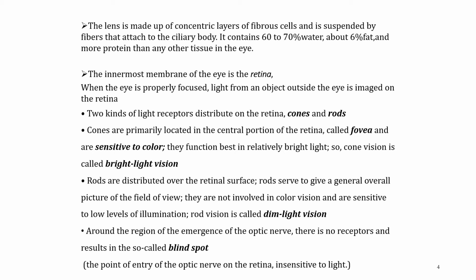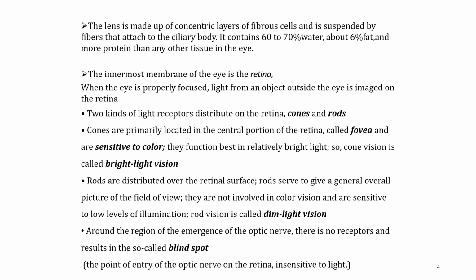So it is based on cones and rods only. Cone vision is bright light vision, and rod vision is dim light vision. Generally we see different types of objects and colors in the daytime because of cones only. That's why it is also called bright light vision. Whereas at night time we can observe different types of objects with dim light vision. It is also called rod vision.